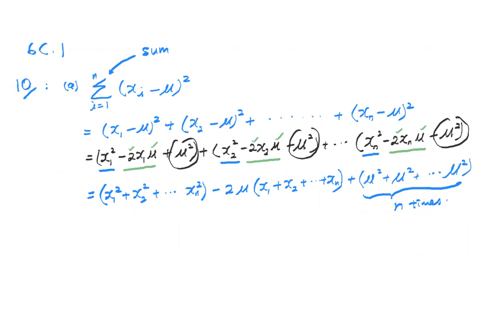When you have the same thing and the difference is just the position, you can rewrite it as the sum from i equal to 1 to n of xi squared, take away 2 mu times the sum from i equal to 1 to n of xi, plus n times mu squared. Okay, so now our issue is here. How to tackle this part?